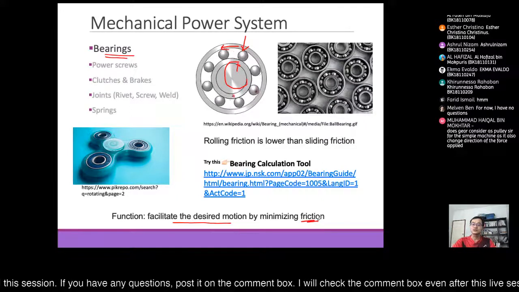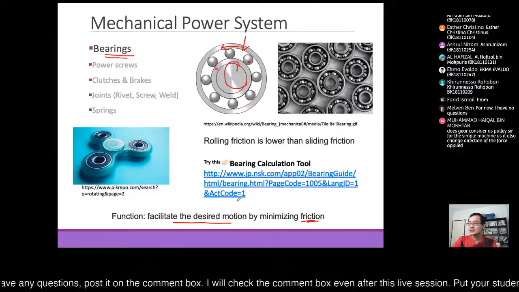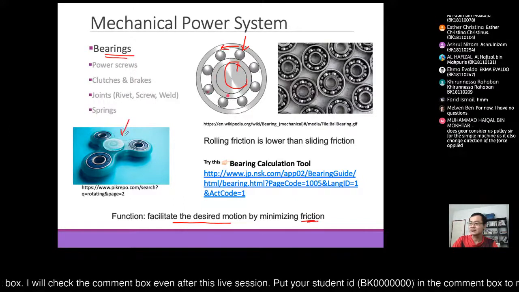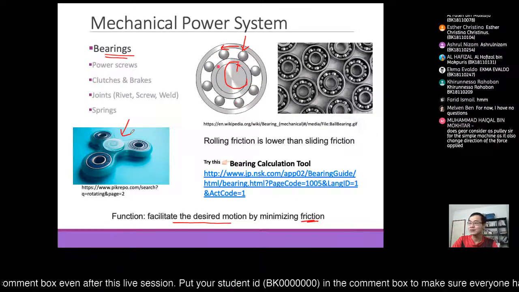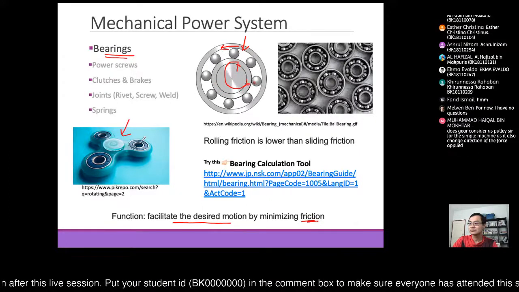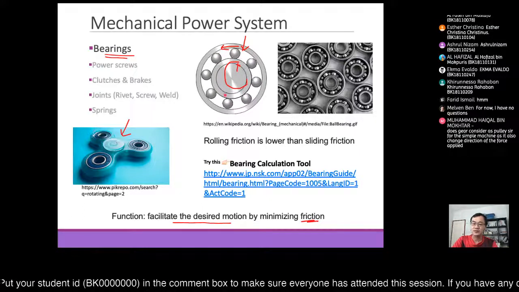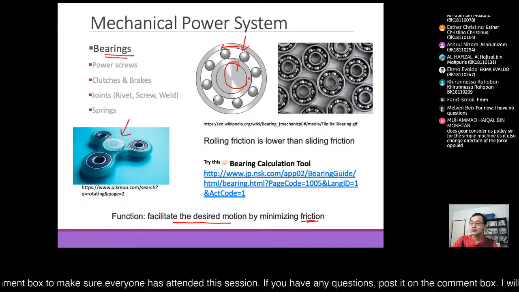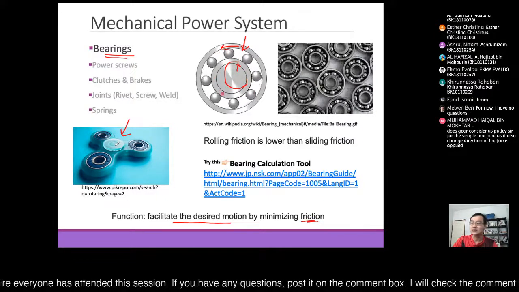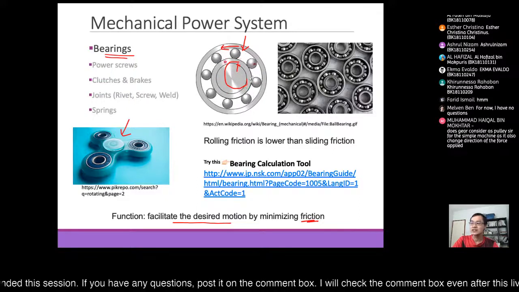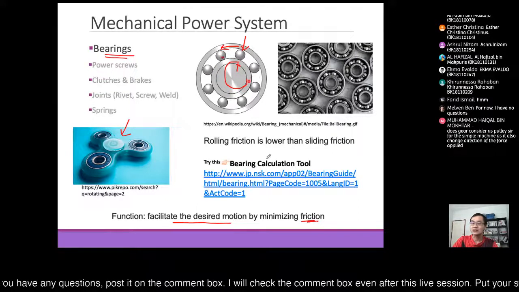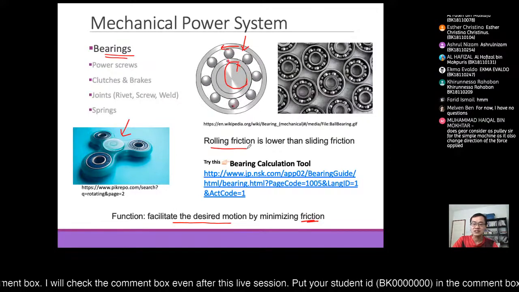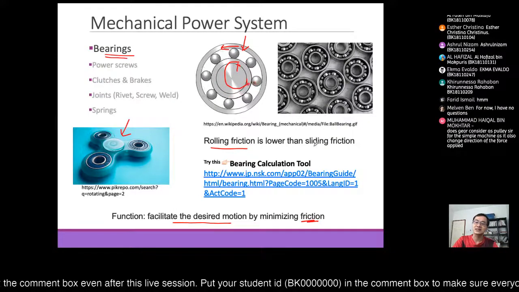Maybe you can see this, something more familiar to common people. There is this part that can rotate very smoothly. The idea is that they will put a good ball bearing inside, and the construction is as such. Why they can minimize the friction is that we know that rolling friction is much lower than sliding friction.